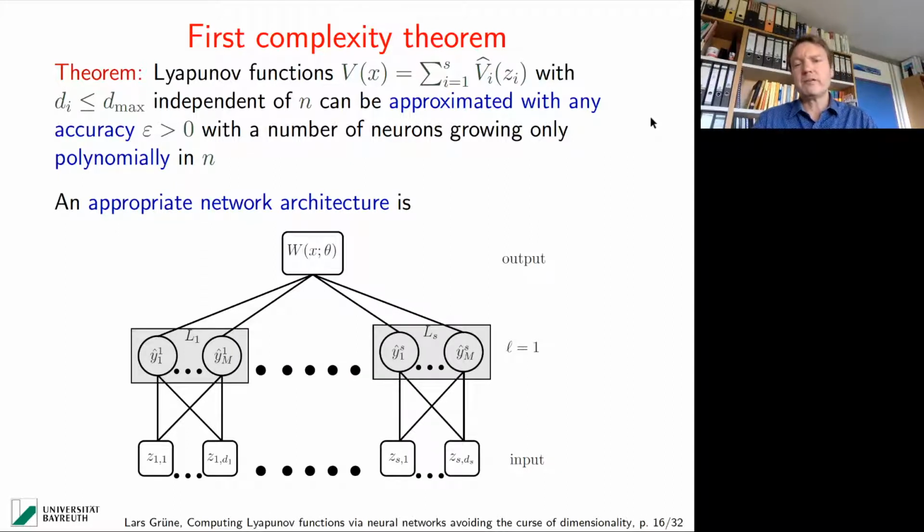An appropriate network architecture is simply one that thins out the layers and basically uses the first subvector as an input to the first sublayer, and so on until the last subvector goes into the last sublayer. Each of these sublayers computes this v_i hat up here. And then we combine all these linearly to get this sum of v. And again, we do not need to know these functions. All we need to know is that such a decomposition exists.